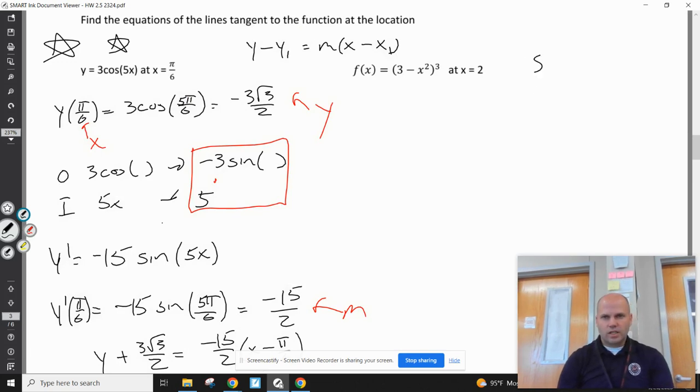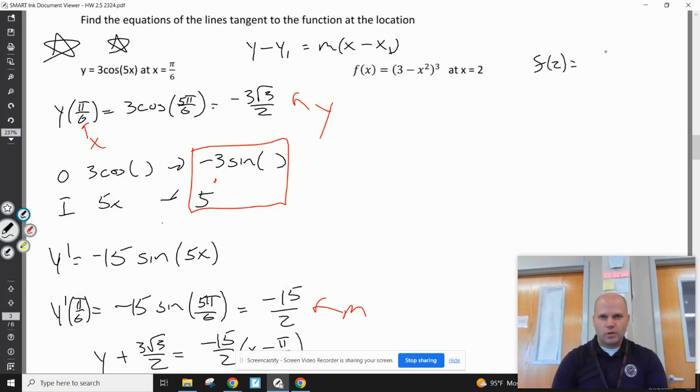Cool. Let's find our y coordinate first. 3 minus 4 cubed is negative 1. So there's my x. There's my y. Now let's find my m by getting my tangent equation. Since I have parentheses, I need to O and I it. Outer, inner, outer derivative, inner derivative.